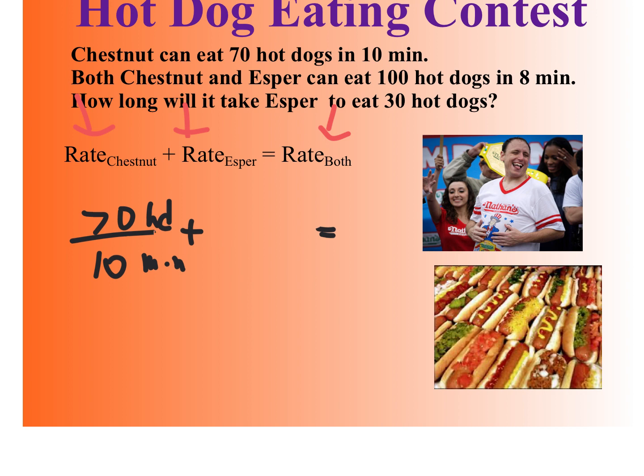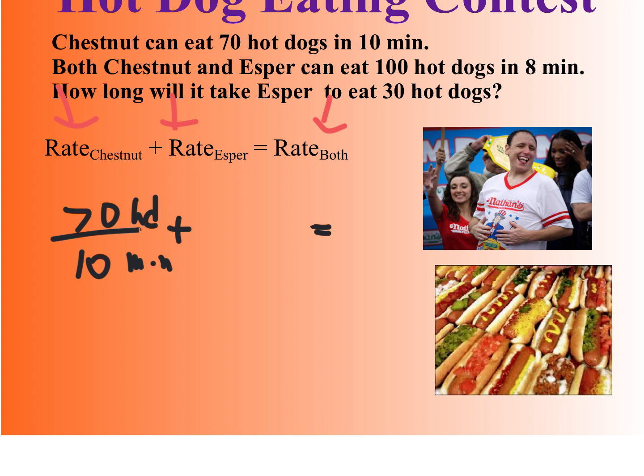Well, I'll put an X there in a minute. But wait, not just an X. 100 HD in 8 min. Okay. How long will it take Esper to eat 30? So that's the X on the bottom. See, this is the important part of having the units there. How long is unknown, but the 30 hot dogs, that's known.